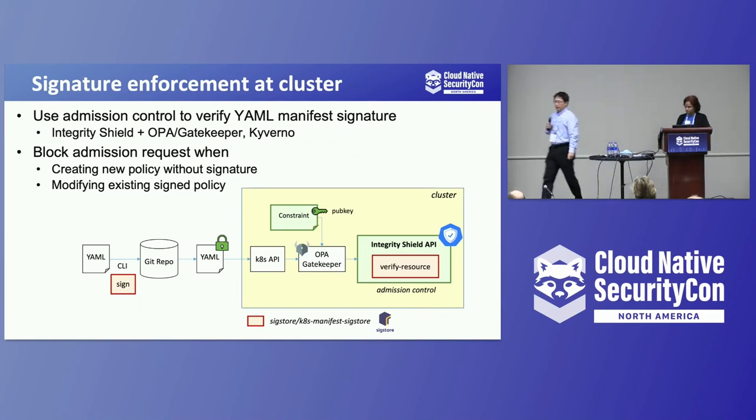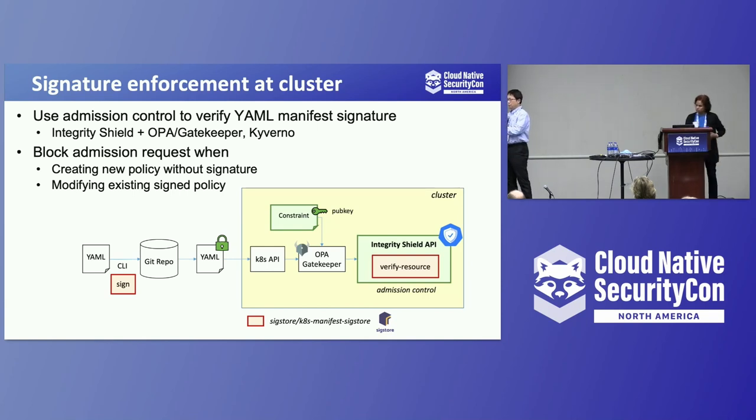Okay. So the enforcement side is we use admission controller. We actually published a project called Integrity Shield. This is admission control for the manifest signature, and this works with OPA Gatekeeper and it provides a webhook API backend. And also in the latest release, we worked with the Kubernetes team to enable this YAML signing and signature verification capability on Kubernetes.